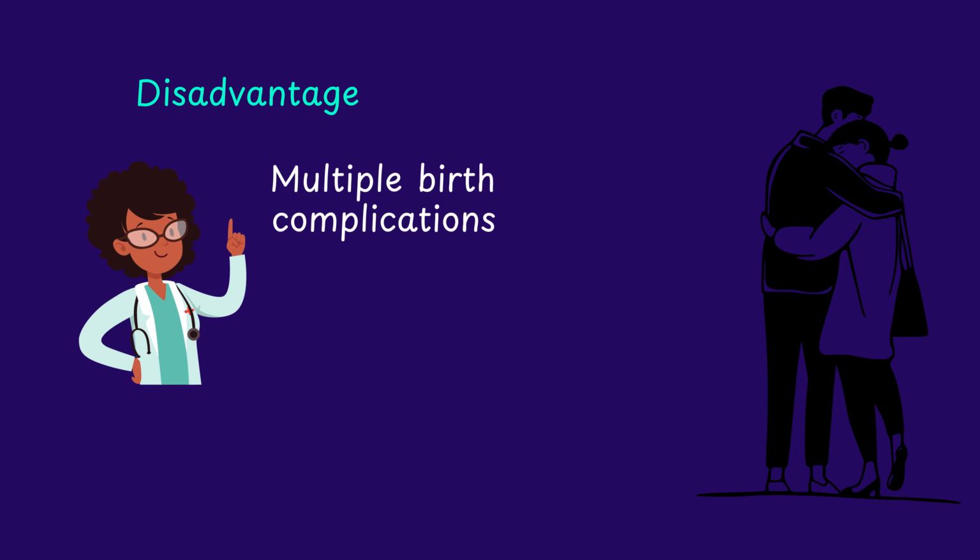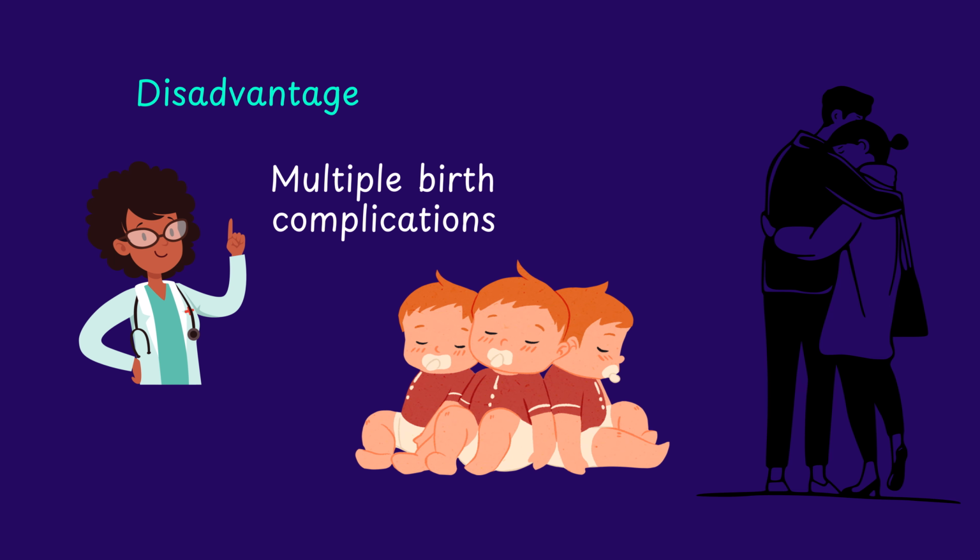Another disadvantage of fertility treatment is multiple birth complications. What do I mean by that? When a woman goes through IVF treatment, more than one embryo is inserted into the uterus of the woman, and so the woman could be carrying twins or even triplets, and there is always a risk associated with carrying multiple babies. The baby could be born prematurely or it could lead to stillbirth.